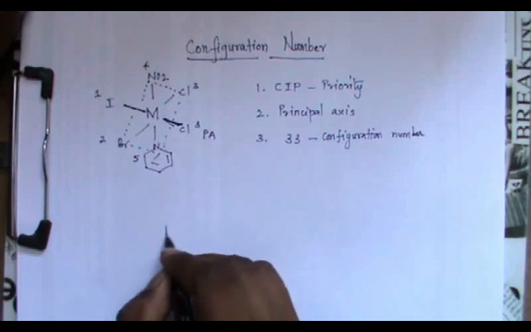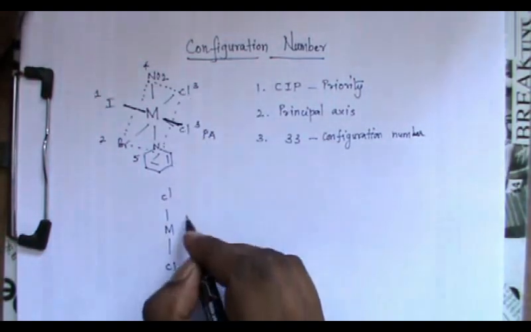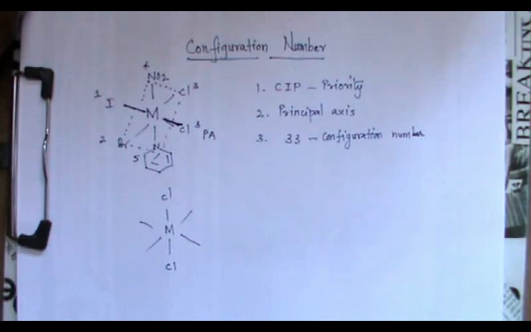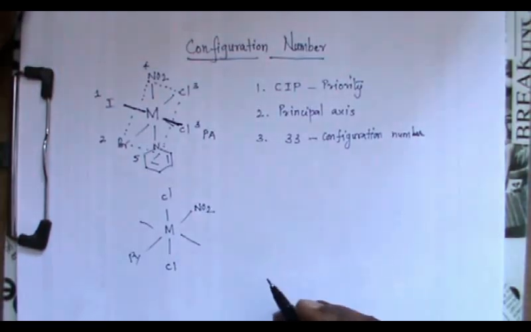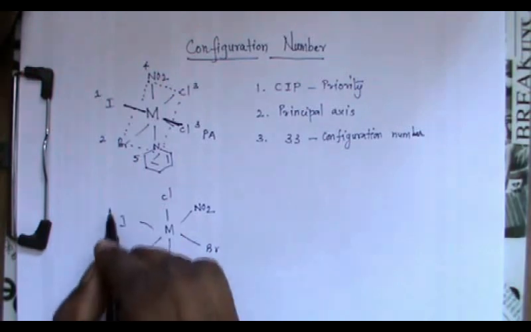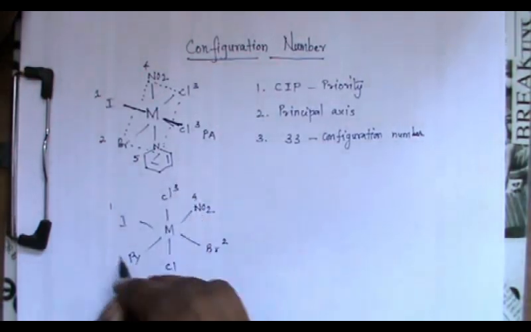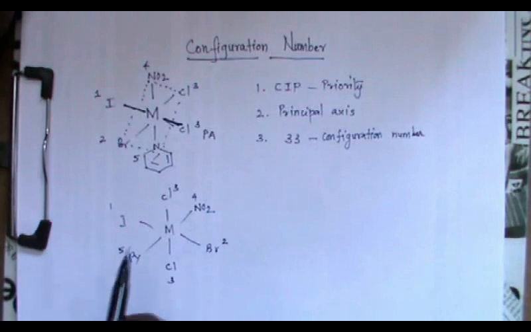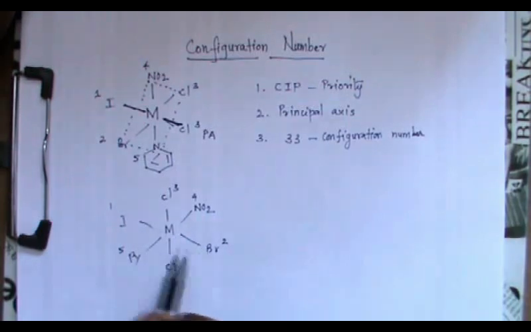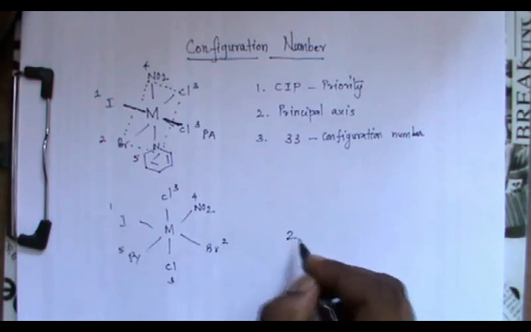Suppose I go for a complex like this, in which both the Cl atoms are trans to each other. Let us consider a complex like this. Here both the Cl atoms are trans to each other. According to the rule, I have to give priority. That is the first step. This is the principal axis. Opposite to the first priority, I have priority 2. So the first digit will be 2.